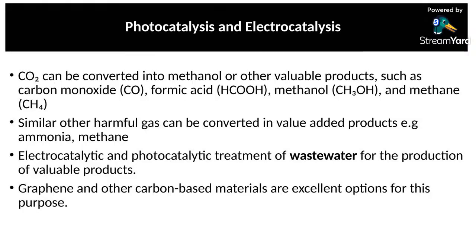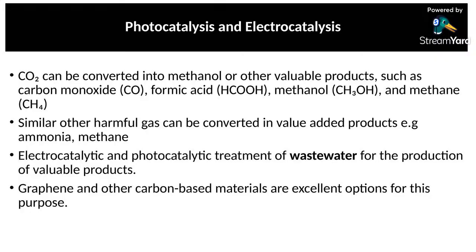Or maybe photocatalysis. But there are more applications of photocatalysis and electrocatalysis by carbon nanotubes, such as converting carbon dioxide, a greenhouse gas. It can be converted into methanol and other valuable products such as carbon monoxide, formic acid, methanol, and methane. So carbon nanomaterial acts as a catalyst to convert CO2 gas into valuable products. Similarly, other harmful gases can be converted into value-added products such as ammonia and methane. These gases are also converted into valuable products by using carbon-based nanomaterials.